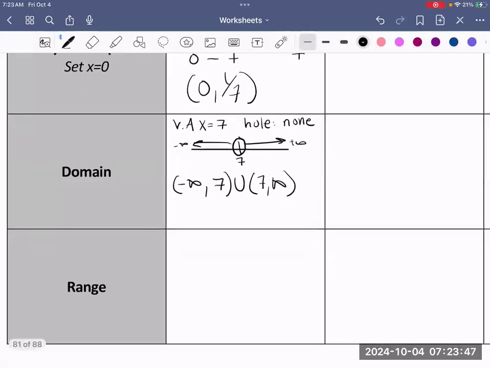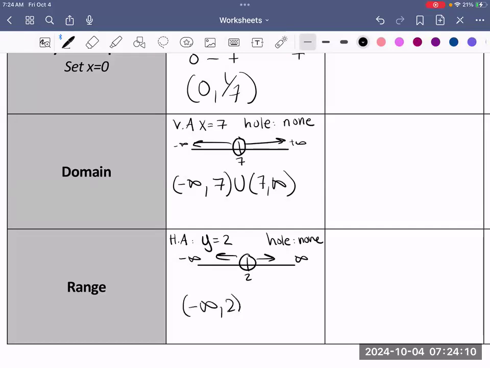For your range, we need your horizontal asymptote, of which we have y is equal to 2, and your hole, again, of which we have none. So if we were to draw a really quick picture, this being 2, and on either side, we're approaching the infinities here. Again, we go from negative infinity to 2, union 2 to infinity.